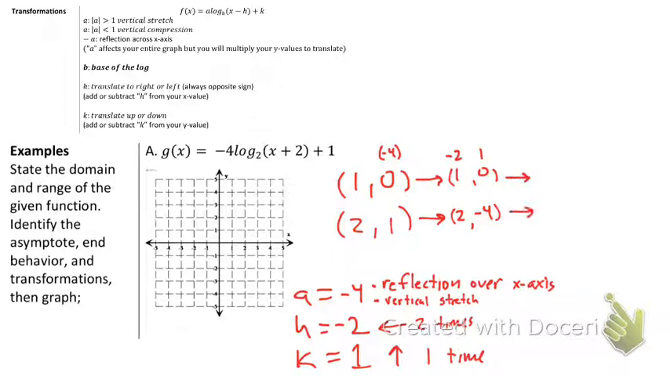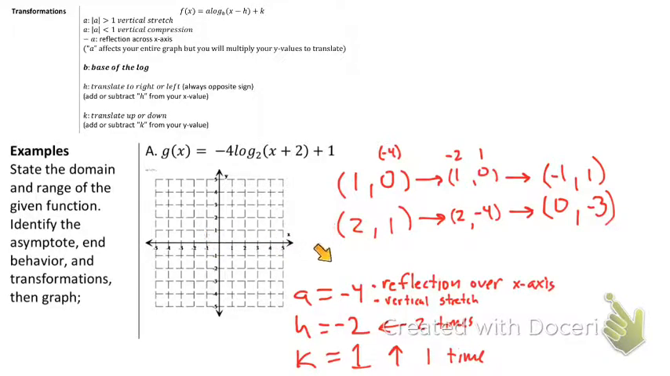So we're going to add and subtract those. That's going to give me -1, 1, and this is going to give me 0, -3. So these are the points I want to plot here. Before I plot them, I want to draw in my vertical asymptote.